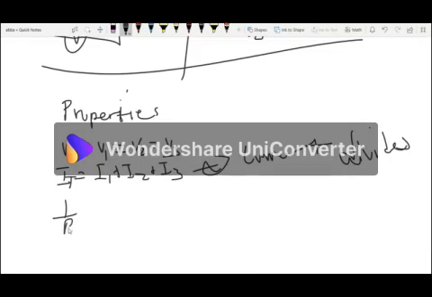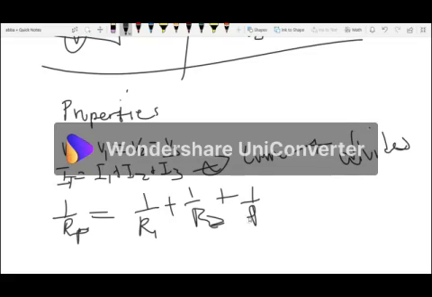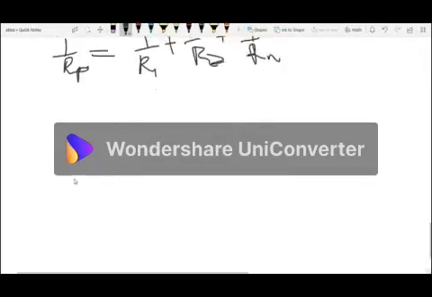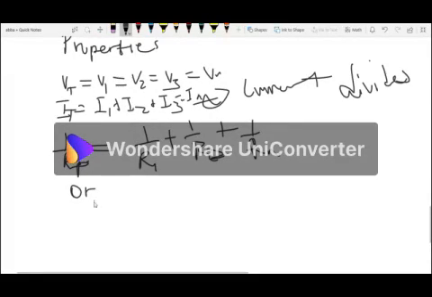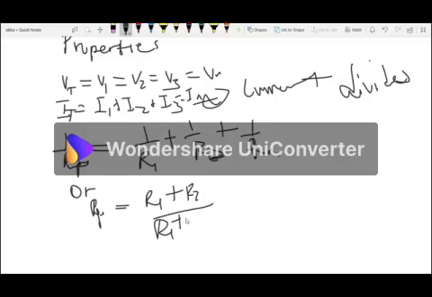Again, 1 over Rp, the effective resistance of this, is going to be 1 over R1 plus 1 over R2, plus 1 over Rn, right? N represents any number. Even here we can say Vn, even here we can say In, which represents any number. So now we can say that your Rp is equal to R1 R2 over R1 plus R2.